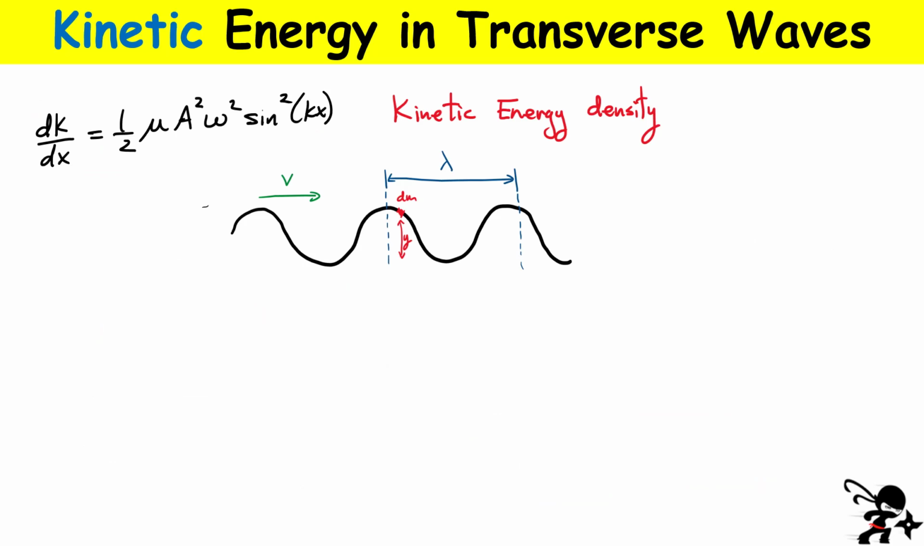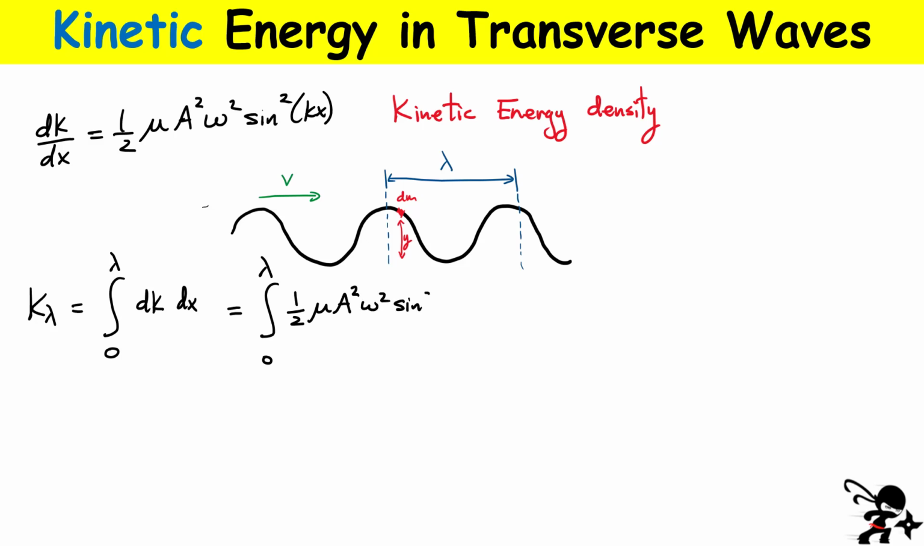Now what we really want to do here is find the kinetic energy, for example, in one wavelength. So what would you have to do? Well, you would have to add up all of these small little bits of kinetic energy and integrate them all over one complete wavelength. Okay, well, let's go ahead and do that. So what you have to do here is substitute dk in this expression. And dk is simply, bring dx to the other side. So this is all we have. You have to evaluate this integral here: 1/2 mu a squared omega squared sine squared kx dx.